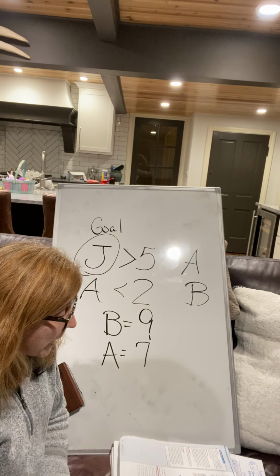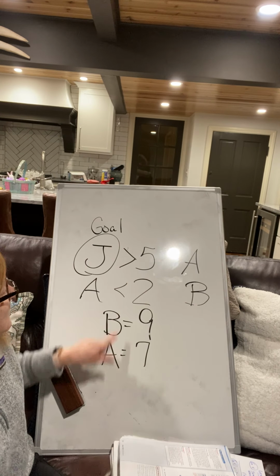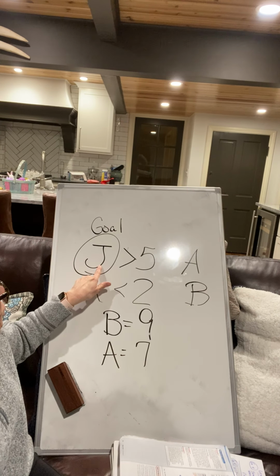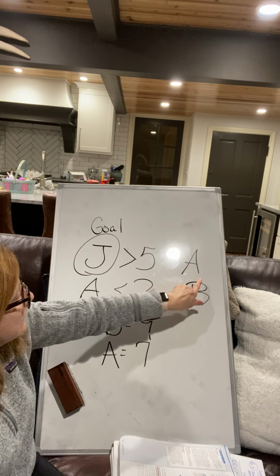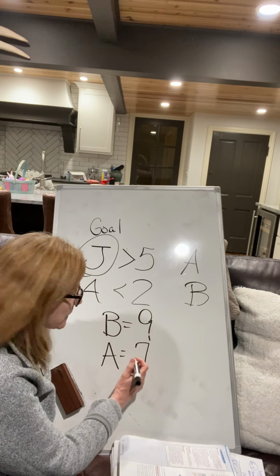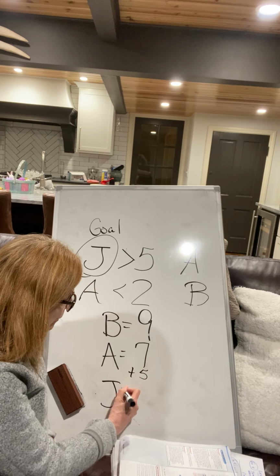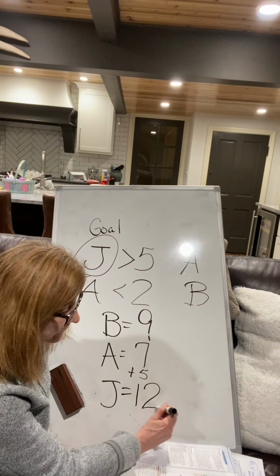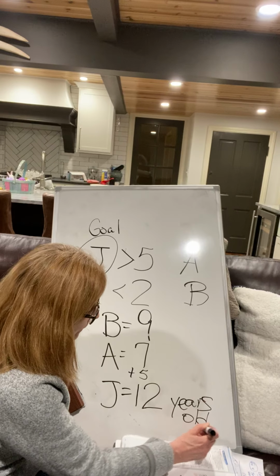Okay, so we needed to know Allie's age before we could figure out Jim's age. Now we know it. So we know that Jim is 5 years greater, or older, than Allie. So if Allie is 7, we need to add 5 years on to Allie's age. 7 plus 5, Jim would be 12. So Jim is 12 years old.